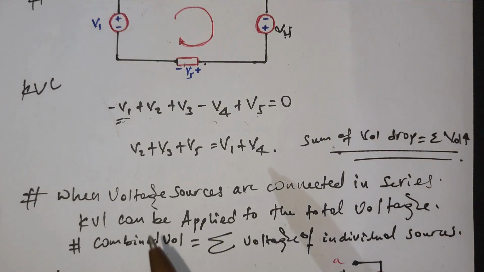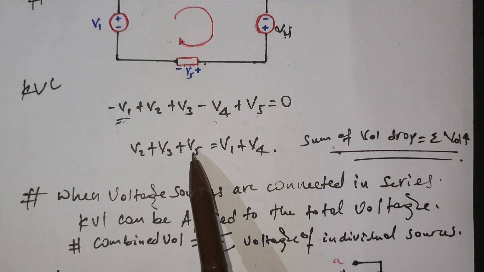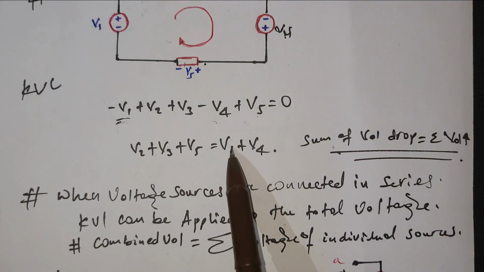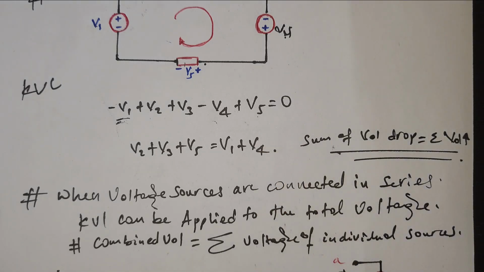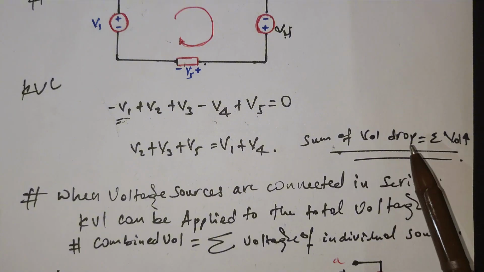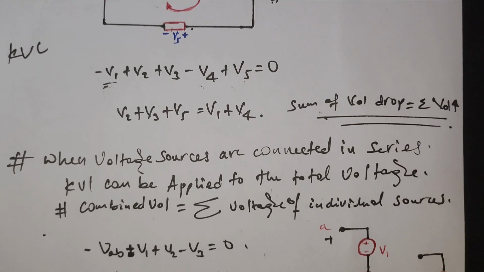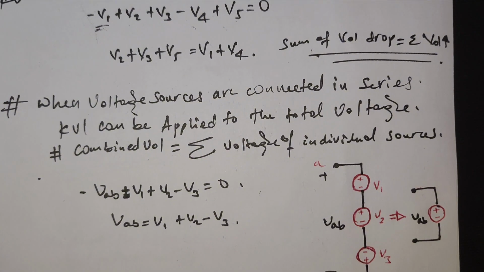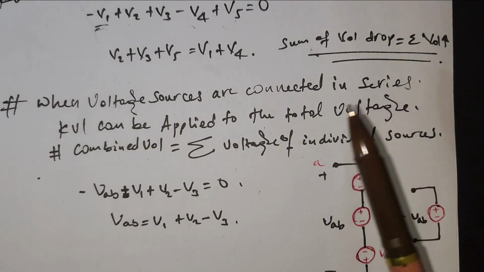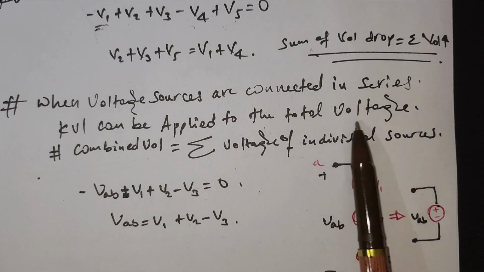So rearranging the terms, V2 plus V3 plus V5 is equal to V1 plus V4, which means the sum of the voltage drops on the elements is equal to the summation of voltage rises. So when voltage sources are connected in series, KVL can be applied to the total voltage.